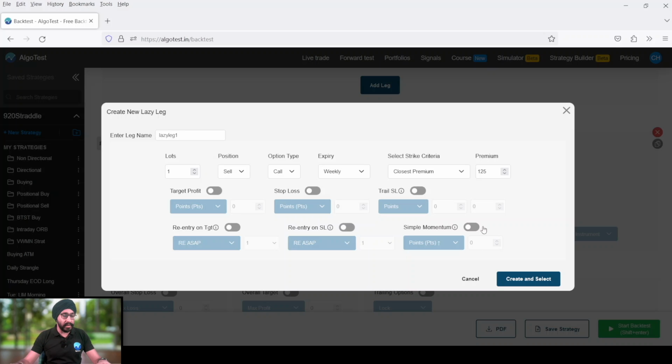But when do I want to sell it? I want to sell this strike only if the price of this strike reduces by 20%.